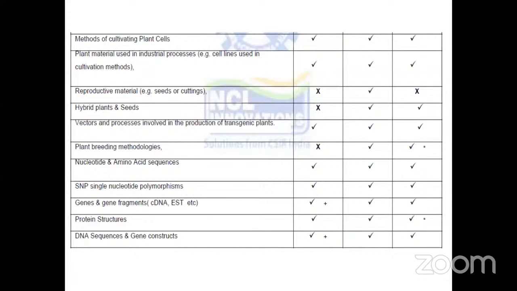So what is patentable and what is not patentable? DNA sequences and gene constructs can be patentable in India as well as the US and Europe. Protein structure can be patented in India, Europe, and the US. Genes and gene fragments can be patented in India, the US, and Europe. So they can be patented.